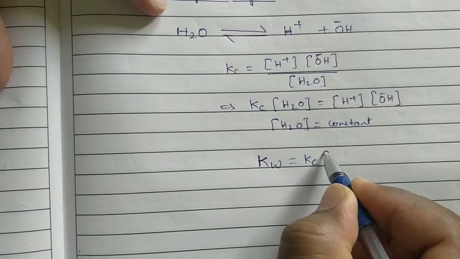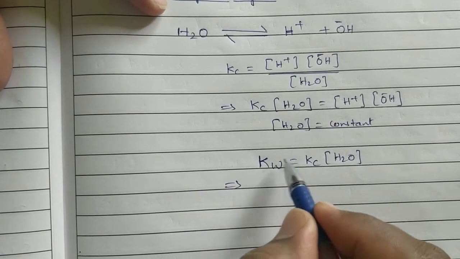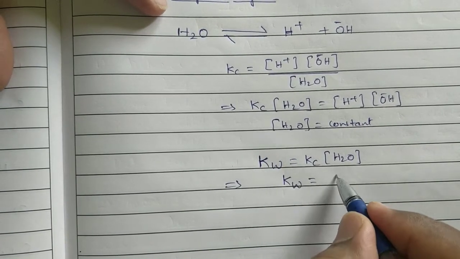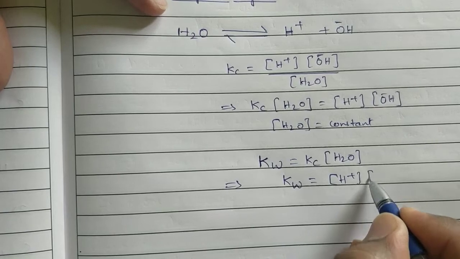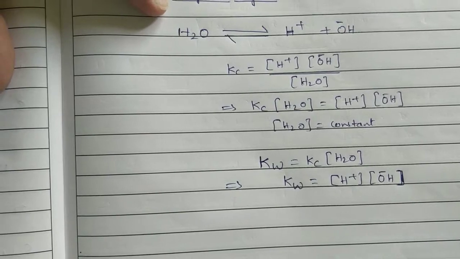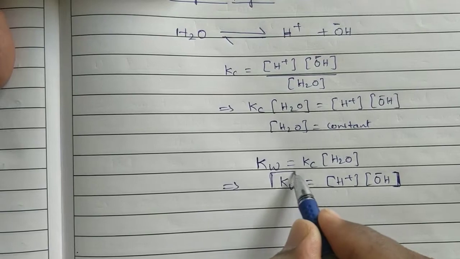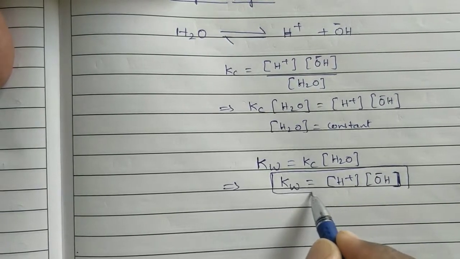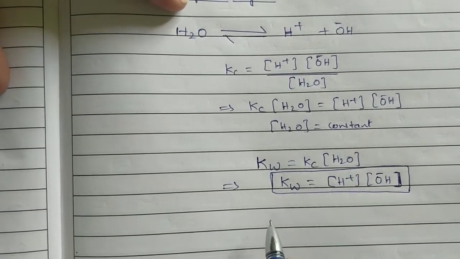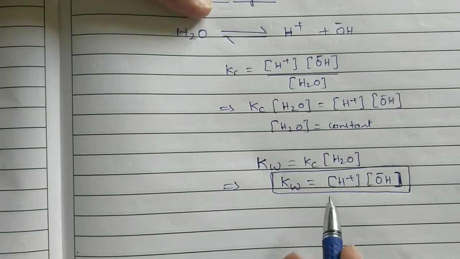Kw is equal to Kc into concentration of H2O. This implies I am going to substitute this Kc into H2O as Kw. We will get Kw is equal to concentration of H plus into concentration of OH minus. This is called ionic product of water.